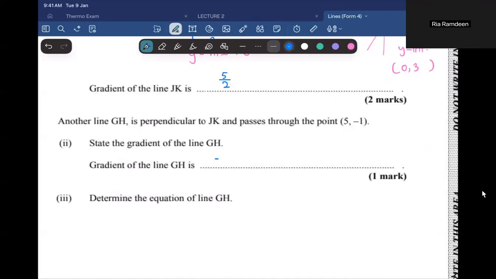Negative 2/5. Great. You learn. Perpendicular, right? That means the negative reciprocal. Negative reciprocal of 5 over 2.